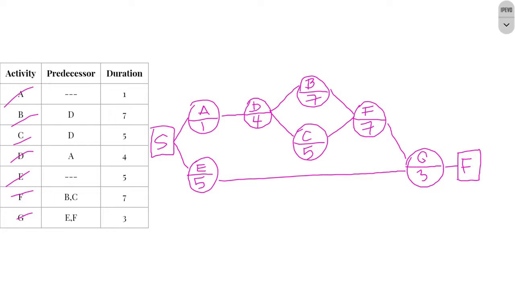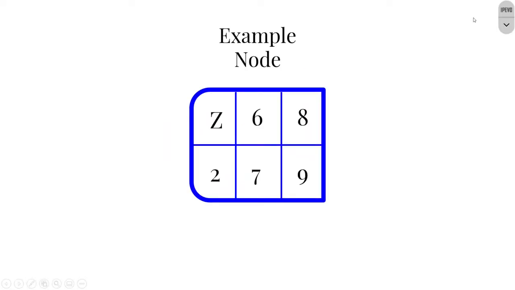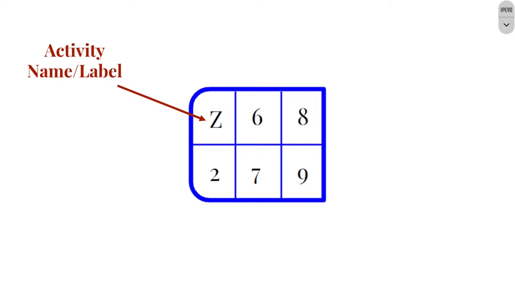From this diagram, we can see relationships between tasks. But we can actually learn a lot more information if we use a different type of node rather than just circles. You'll see here in this node, we actually have 6 pieces of information available to us. On the left-hand side, we have our 2 givens: the activity name and the duration. These 2 things were in our previous node.